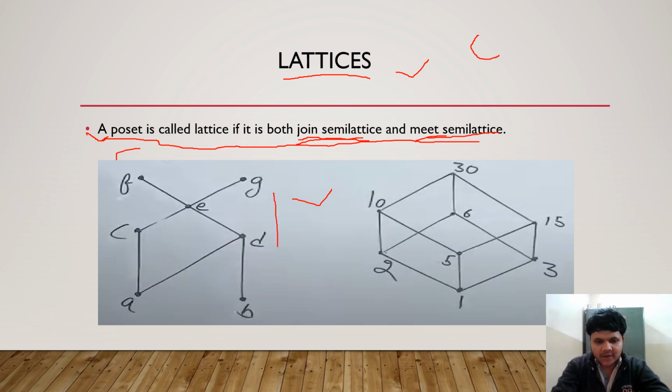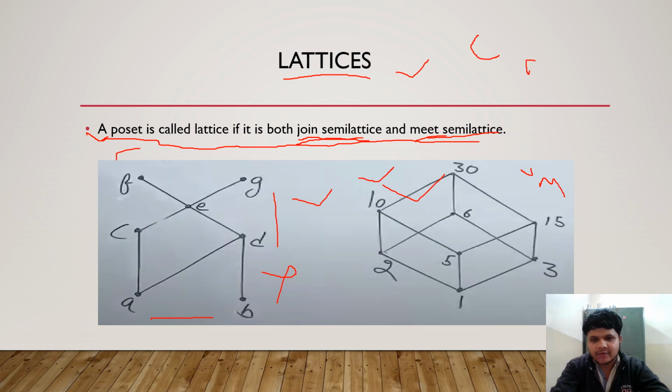So consider the first picture. Neither is it a join semilattice, nor a meet semilattice, so it will not be a lattice. Now if you remember this picture, it was also a join semilattice and also a meet semilattice. So according to the definition, it fulfills the criteria of lattices. So it will be a lattice.